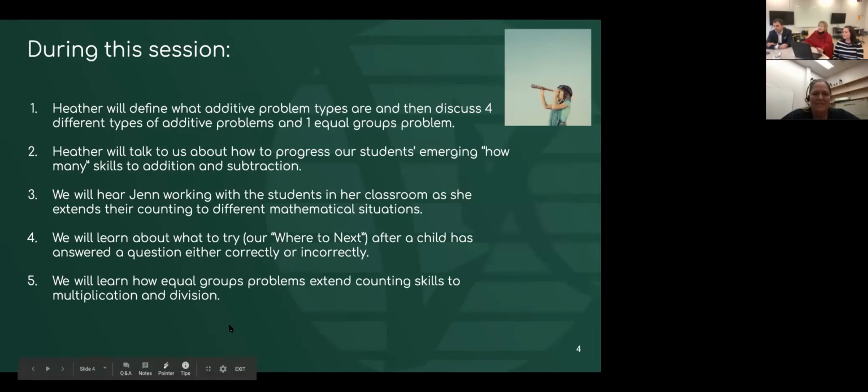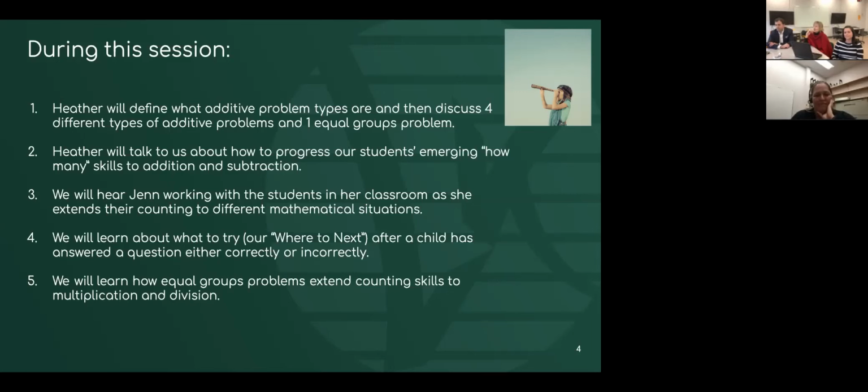During this session today, here are some of the things you'll be learning about from Heather and also from Jen and her students. Heather will first define what additive problem types are, and then discuss four different types of additive problems and one equal groups problem. She will also talk about how to progress our students' emerging how-many skills to addition and subtraction. We will hear Jen working with the students in her classroom as she extends their counting to different mathematical situations.